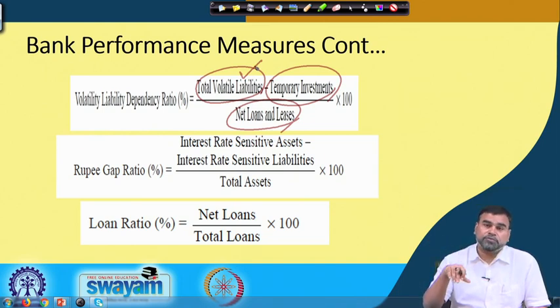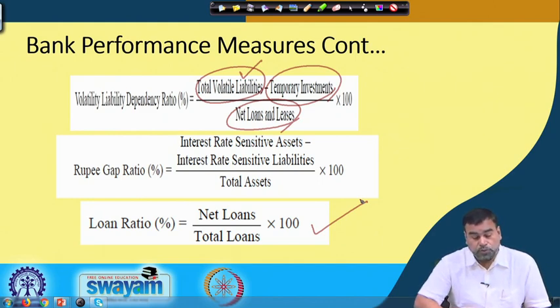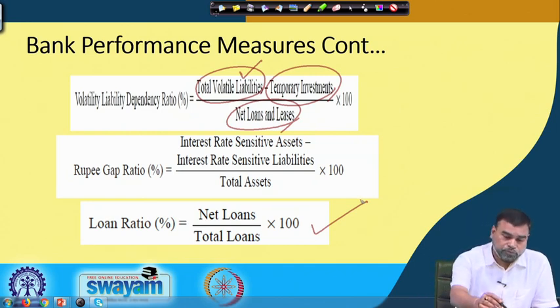In that context, they see whether the loans which are given, the bank is able to recover at a particular point of time, or what is the probability that the default will be relatively less. So, these are the different, popular measures which are used to measure the performance of the commercial bank.